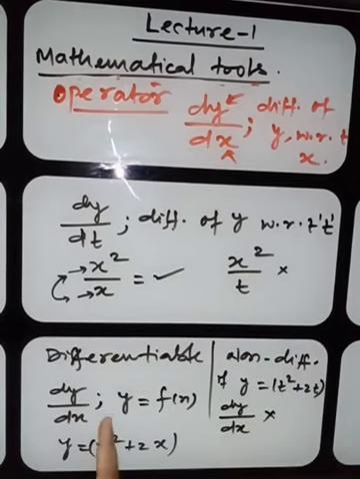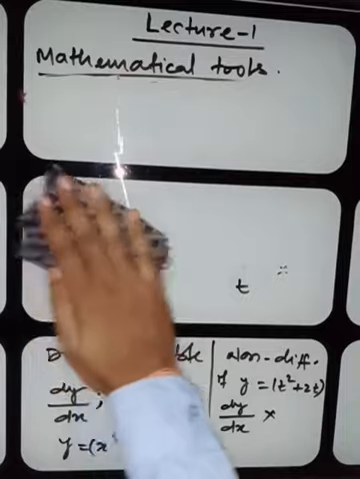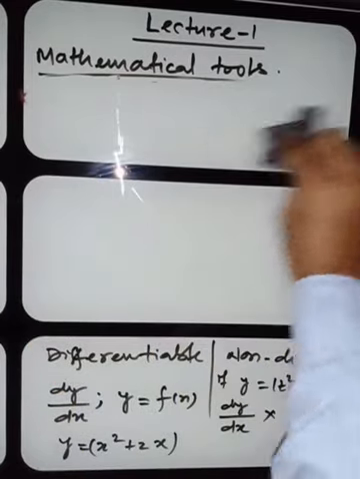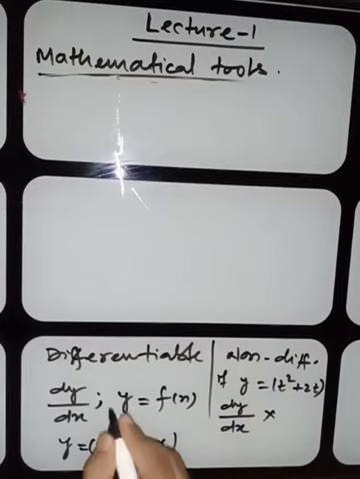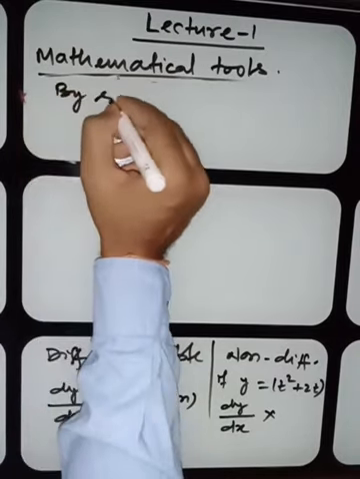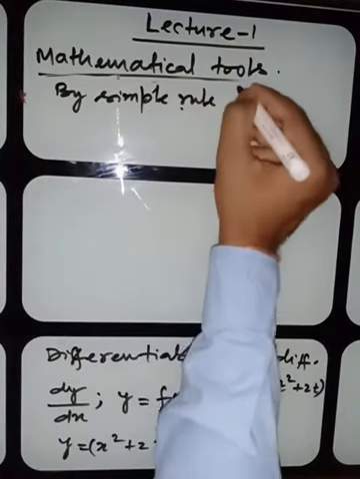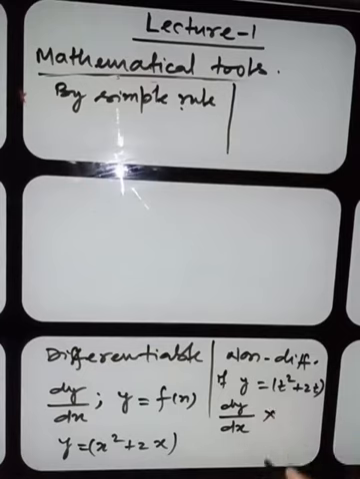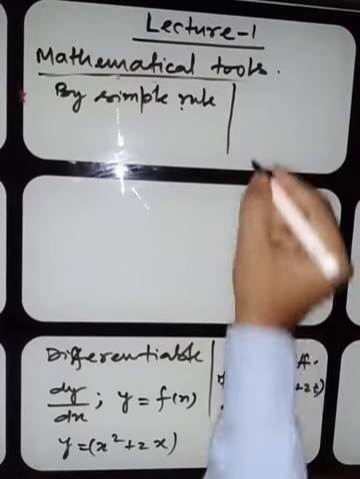How will this be differentiated? So the differentiable one will be differentiated using simple rules. It will be given for differentiation, and you will differentiate by simple rule. But if it is non-differentiable, that is, dy by dx is not directly differentiable, then you will use the chain rule.